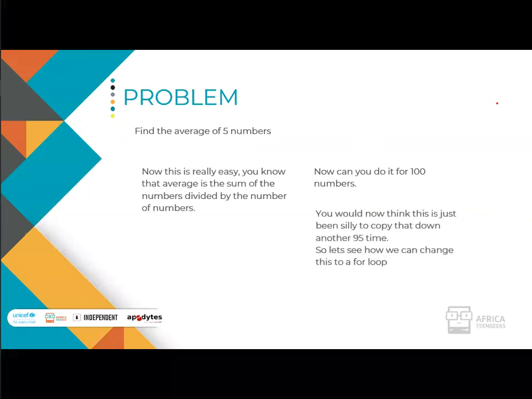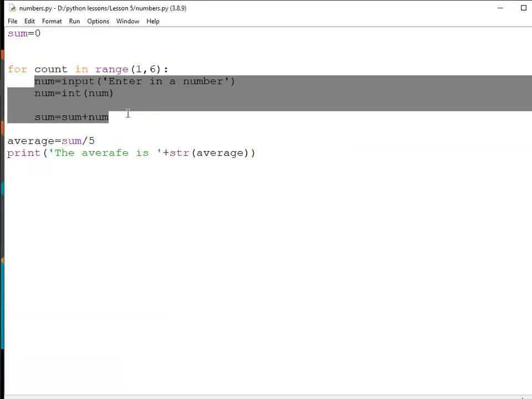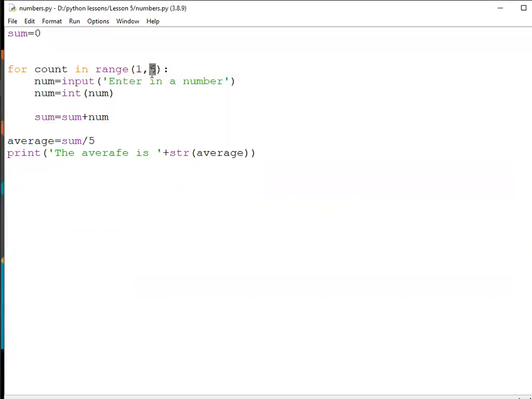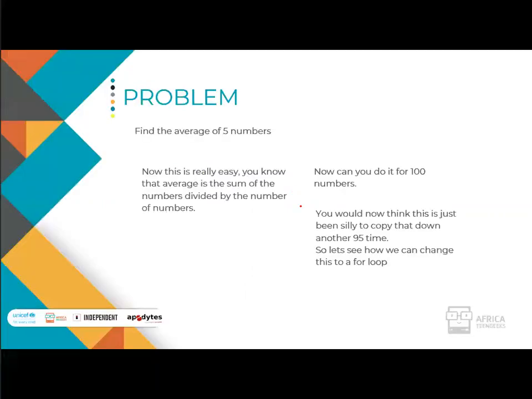So if you think you understand that, how would I do it for 100 numbers? If I look for 100 numbers, all I do is change it from 1 to 6 to 101. So it makes life easier that we don't have to continuously copy and paste. That's why instead of copying and pasting 95 more times, we just change the looping structure.